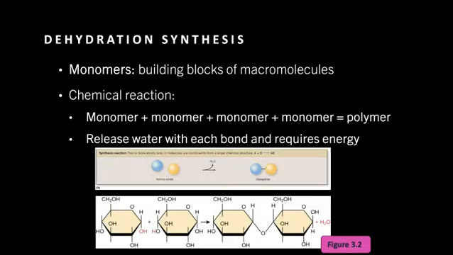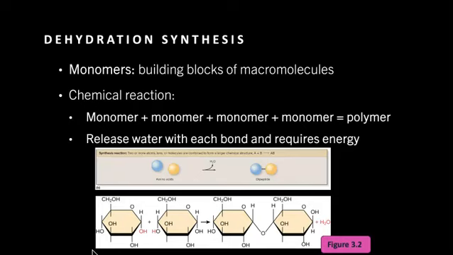Now, in order to build these large macromolecules, we have to go through a process known as dehydration synthesis. Most of us think of dehydration as losing water, and that's exactly what happens in this type of reaction, where we are going to put things together and lose water. And those things are going to be monomers. Monomers are our building blocks for the macromolecules.